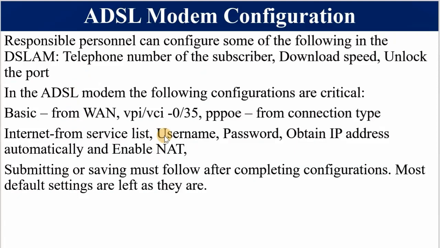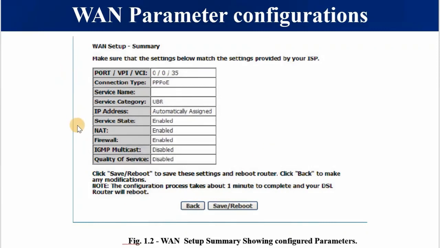After configuring this, make sure you save. If you don't save, all your configurations will be lost. Then when you've saved, this is what is displayed if you access the WAN setup summary.